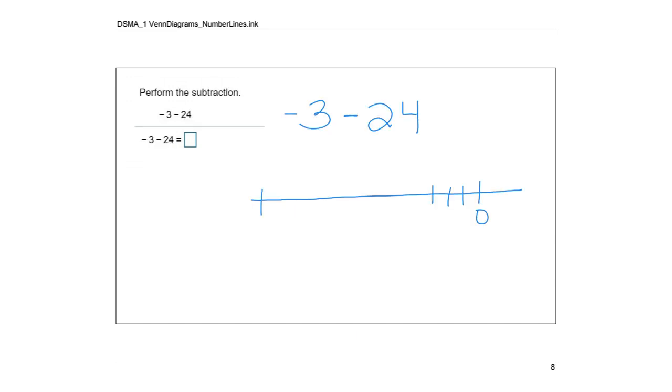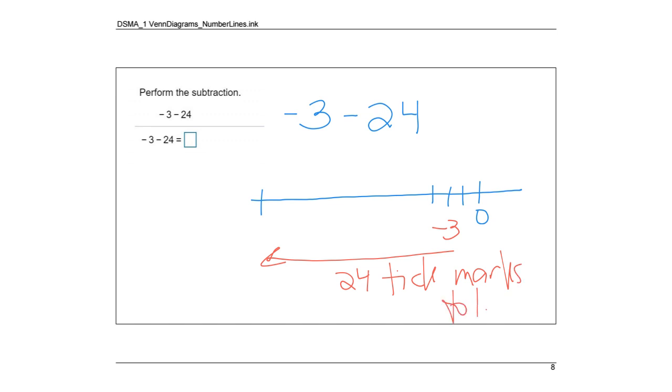Okay, with this one, we are starting at negative 3. Because we're subtracting 24, we are going to go 24 tick marks to the left. So that would get us to negative 27. This just kind of gives you an eyeball again, get you back used to number lines. I know you're going to put it in your calculator, but that's okay.